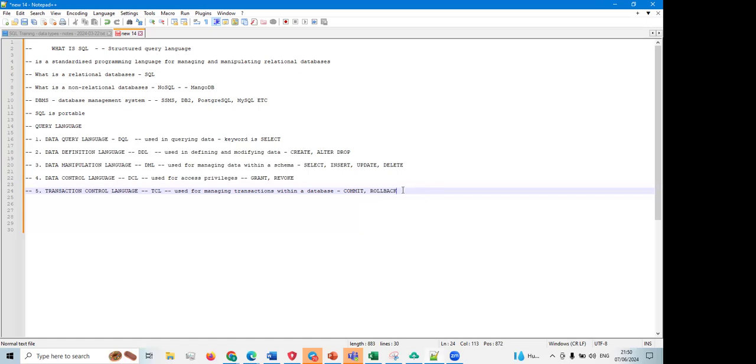Rollback. So transaction control keywords are commit and rollback. These are the keywords that we shall be using. Funny enough, the only keywords we shall use.